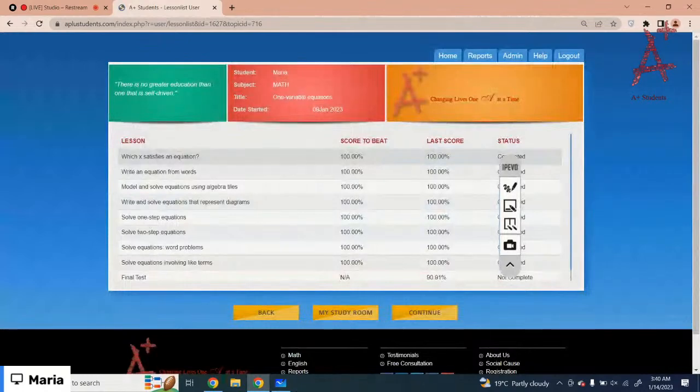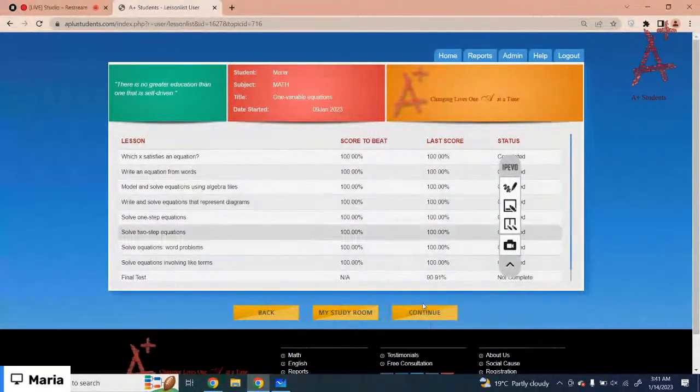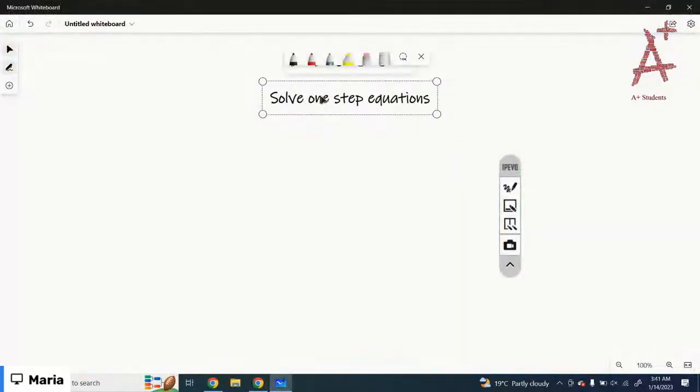And the next lesson is solve two-step equations. Let me just write down the lesson name. Okay, the next lesson is solve two-step equations. So let's just start with the lesson.